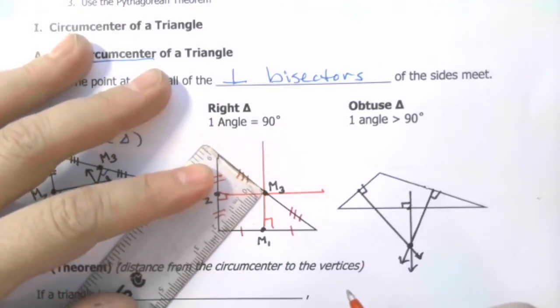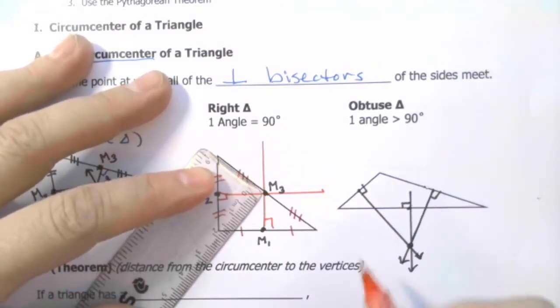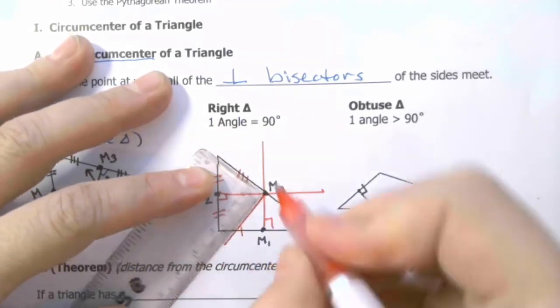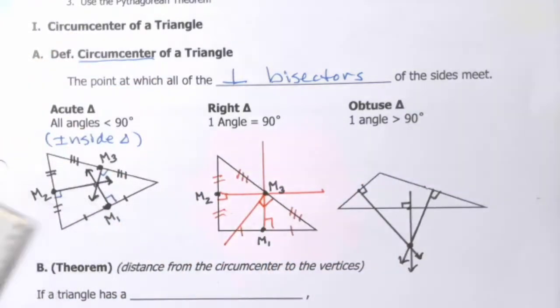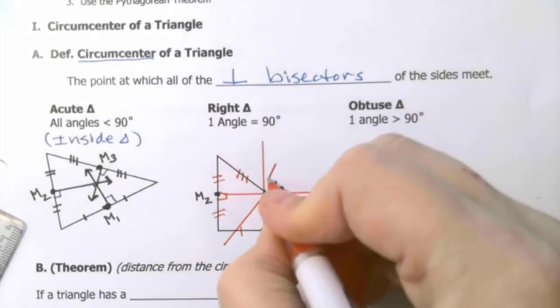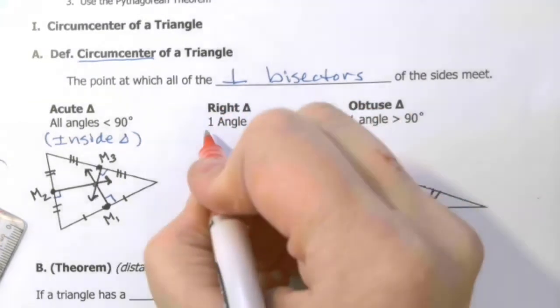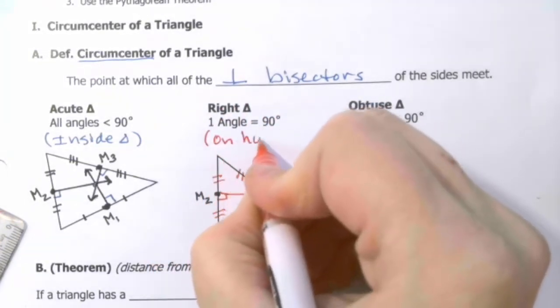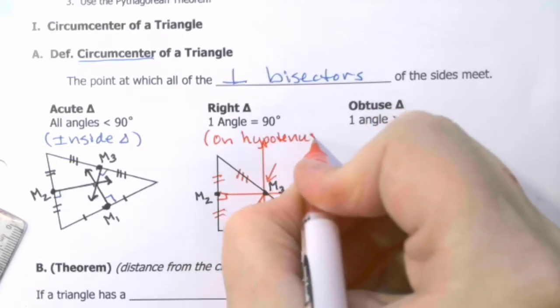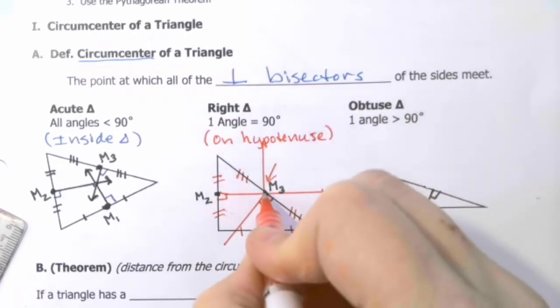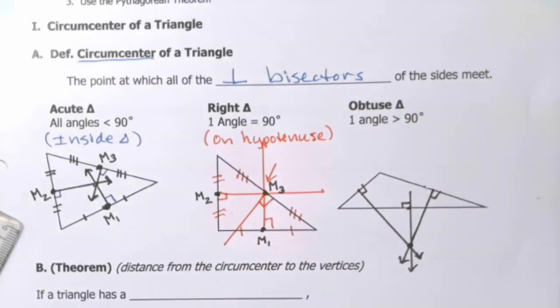And what you'll see is that it meets up with the other two at its base. So this is your point of concurrency. This is your circumcenter. So in a right triangle, the circumcenter is on the hypotenuse. The three lines meet up on the hypotenuse, not inside the triangle like it did for the acute.